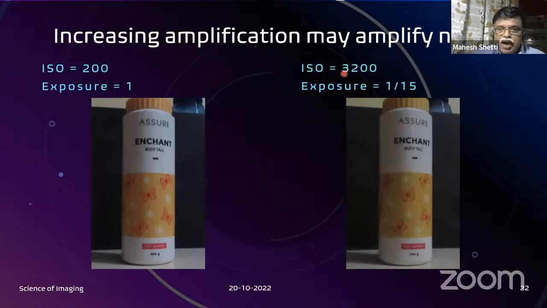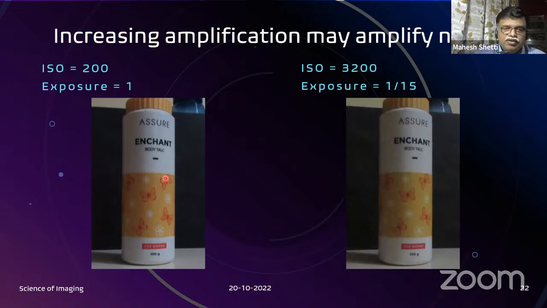But you amplified it 16 times more because ISO is 3200. So it is 16 times greater than this ISO. So amplification is 16 times greater. The exposure time, therefore, you reduce by approximately the same amount. In the camera 1/16 was not available, so I used 1/15. What you observe is a similar kind of brightness, but not exactly the same.